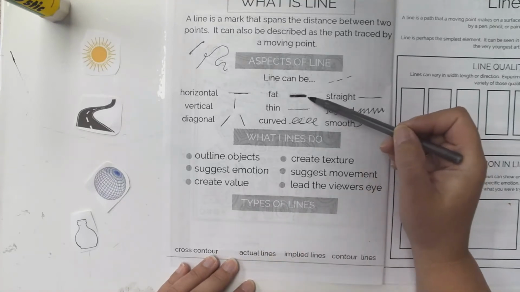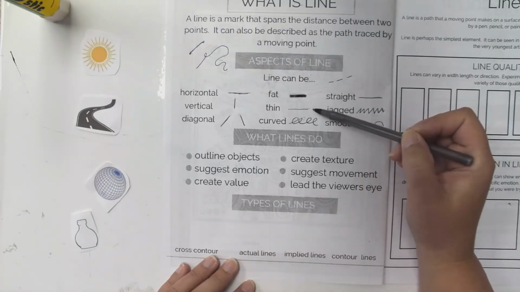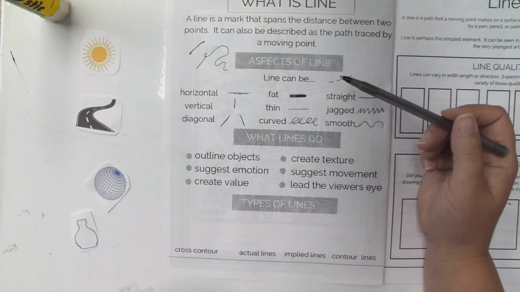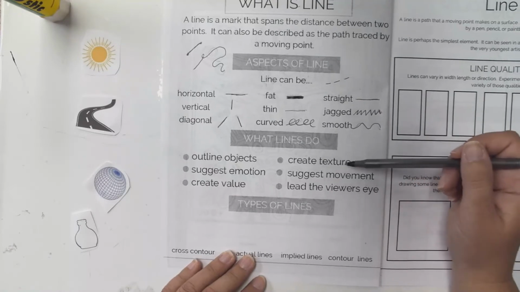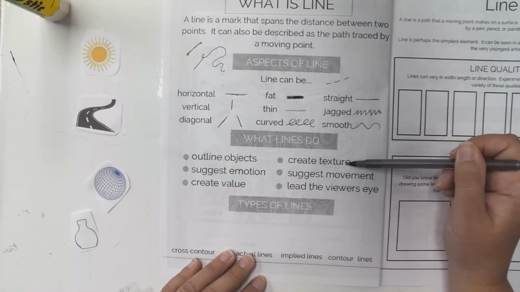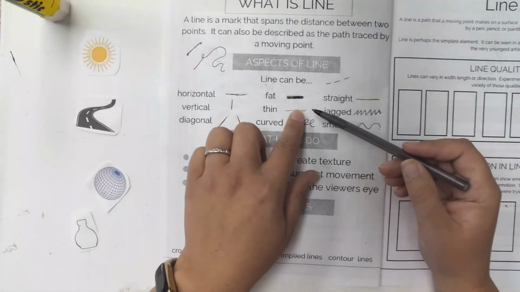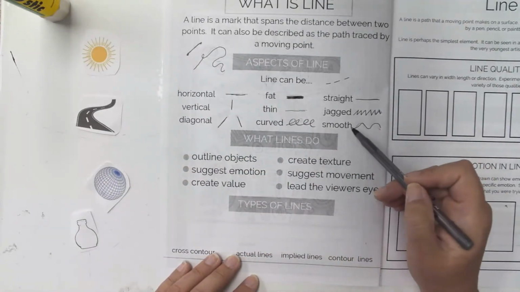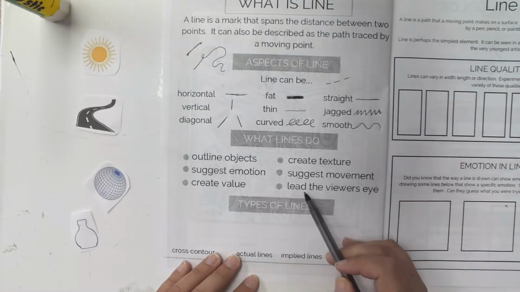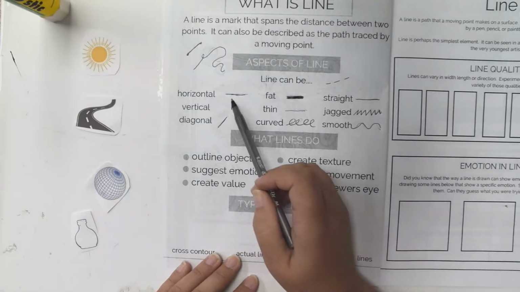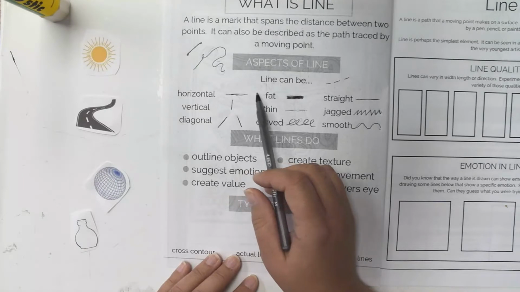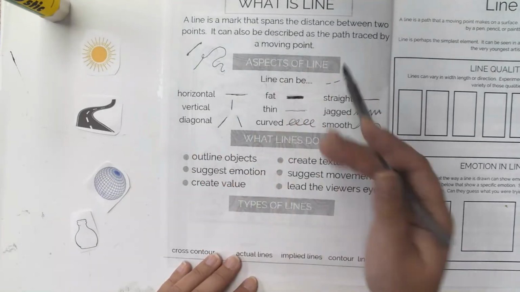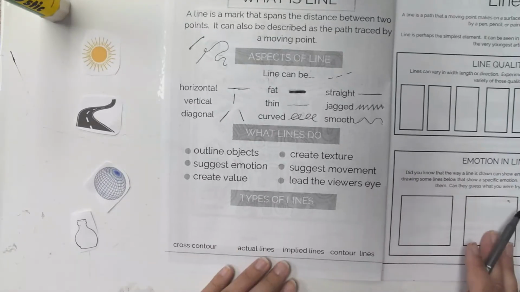Create value. See how this fat line looks kind of dark and this looks lighter? Value is the lightness and darkness of a color, so it does that. Creates texture. This kind of looks like it might be curly, like fluffy. Suggests movement, kind of like water. Lead the viewer's eye. When I look at horizontal, I tend to look back and forth. Vertical goes up and down, diagonal on a diagonal. Okay? So far, so good.